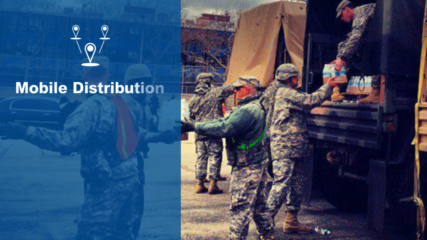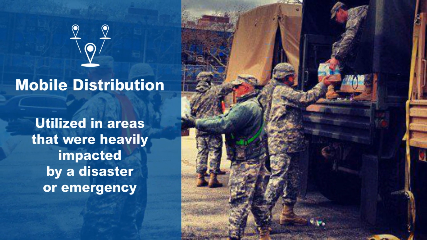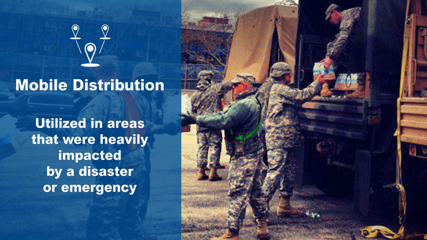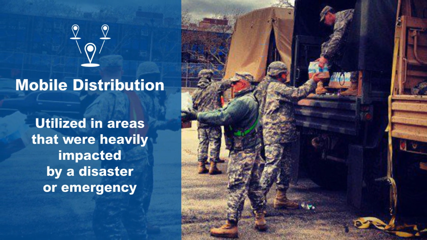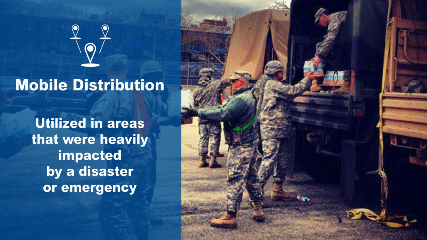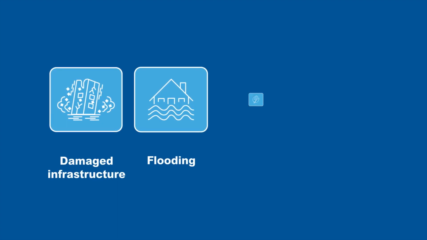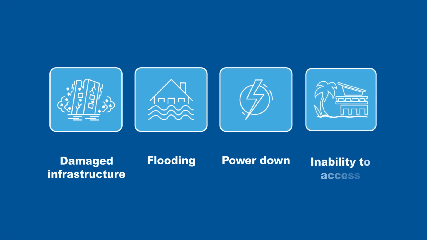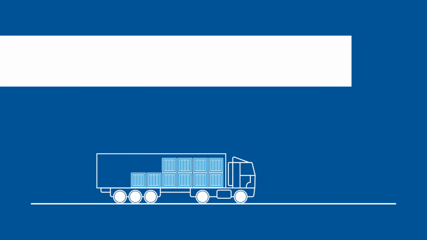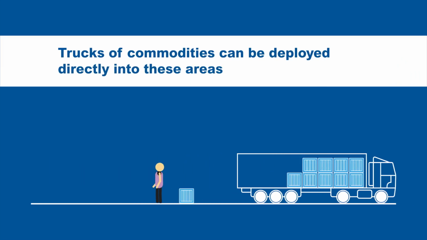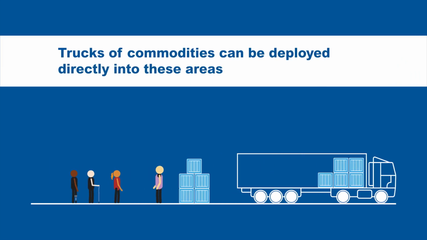Mobile distribution can be utilized in areas that were heavily impacted by a disaster or emergency but may not be conducive to an outdoor distribution site. This could be due to damaged infrastructure, flooding, downed power lines, inability to access the area, or unsafe conditions. Trucks of commodities can be deployed directly into these areas and handed out to the public.